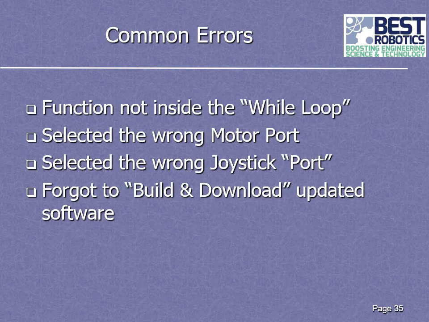This is just here to show some of the really common errors that occur, especially the first few times you run it. One of the big ones is you forgot to put the function inside the while loop. Another one is the motor port that you have the wire plugged into doesn't match the motor port that you selected in the function. So those are pretty easy to check. Another one is that you selected the wrong joystick port, so you thought you had selected one of them, and you really selected another one.